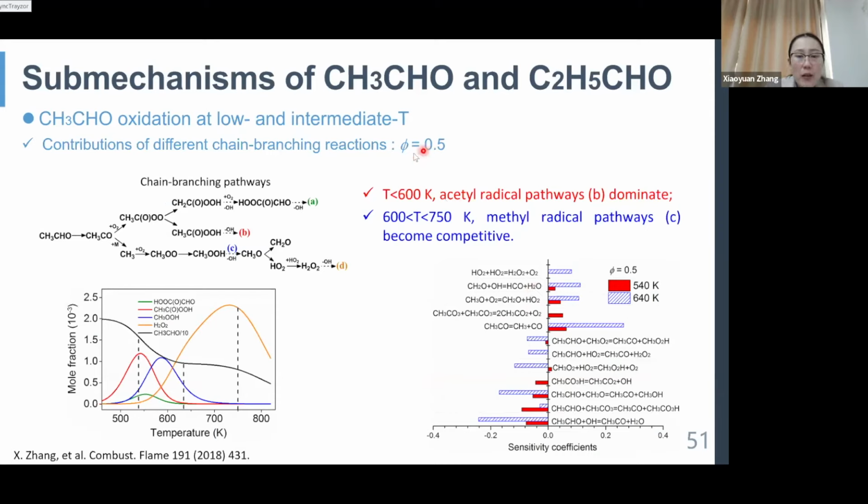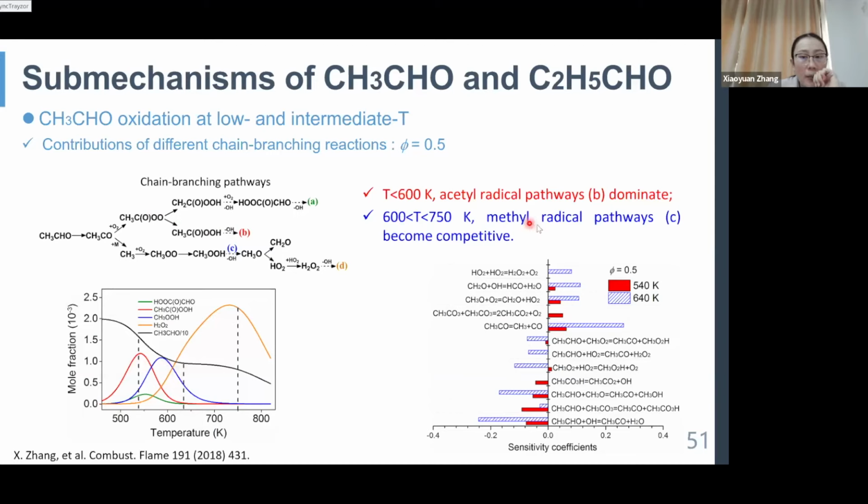Under fuel-lean conditions, when the temperature is lower than 600 K, we found that the acetyl radical pathway B dominates the chain branching, while when the temperature increases between 600 and 750 K, the methyl radical pathway C becomes competitive, and this can be confirmed from the sensitivity analysis.